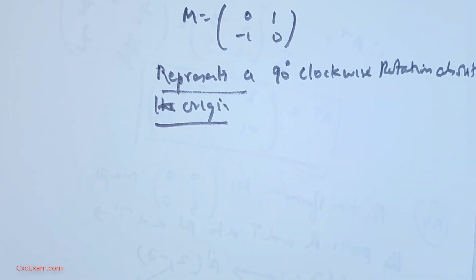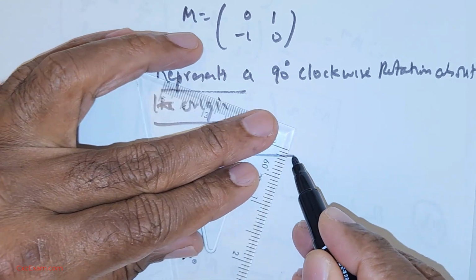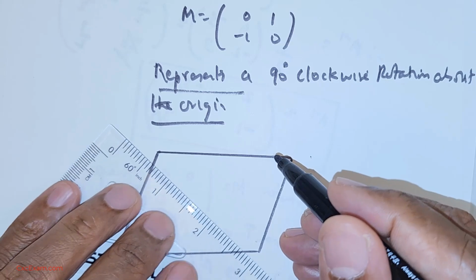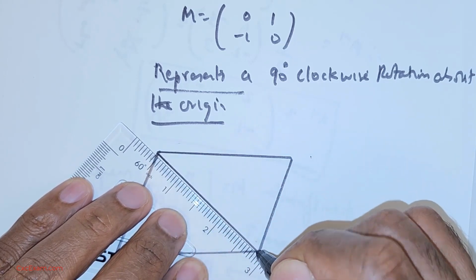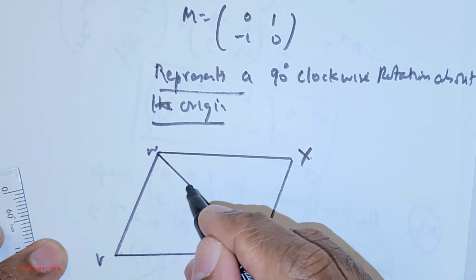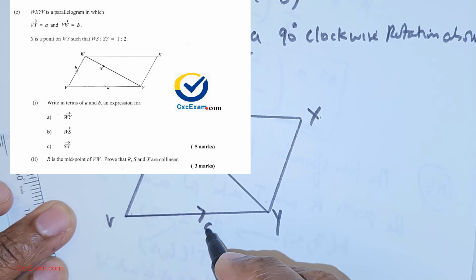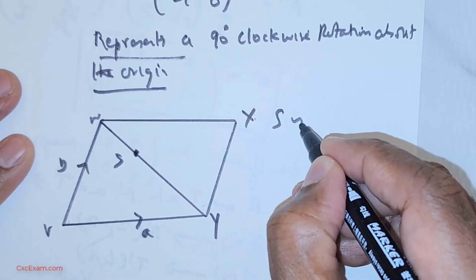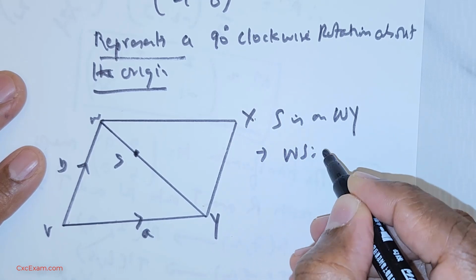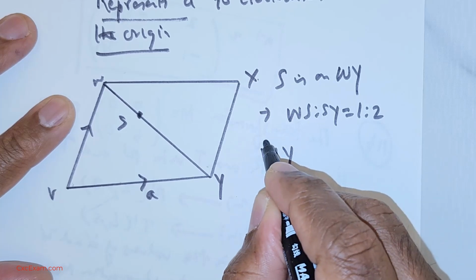Next is a question on vectors. Okay, this is the next question. We got a parallelogram. So this is V, W, X and Y, and this is a point here, and then we got B and A here. It's given that S is on WY such that WS colon SY is equal to 1:2. This information is given. We are asked to first find WY vector.